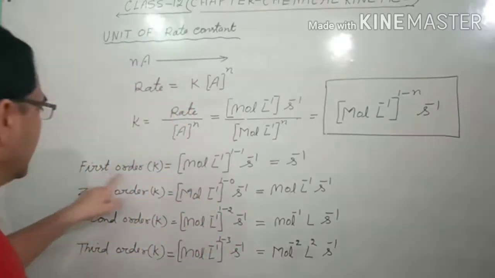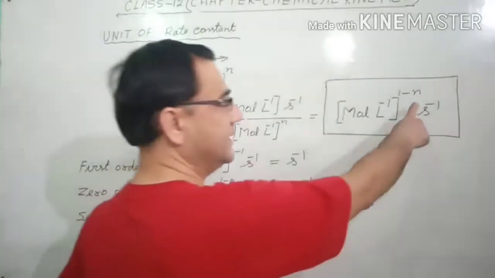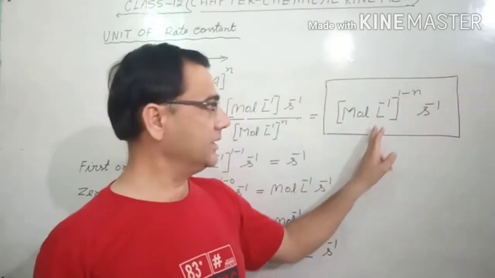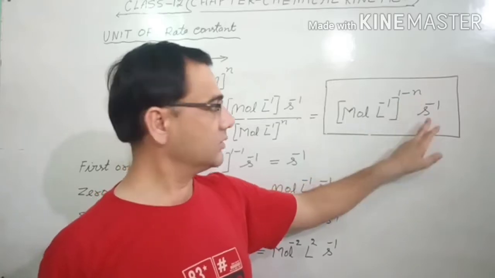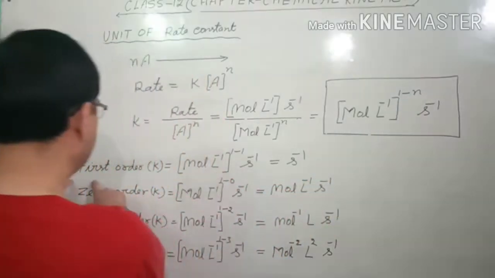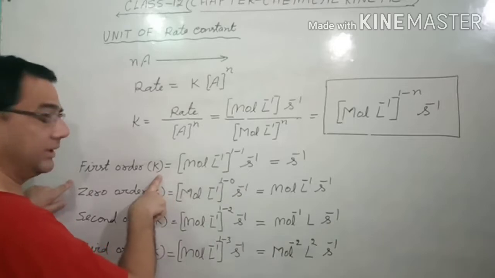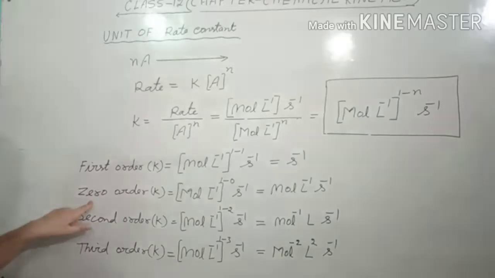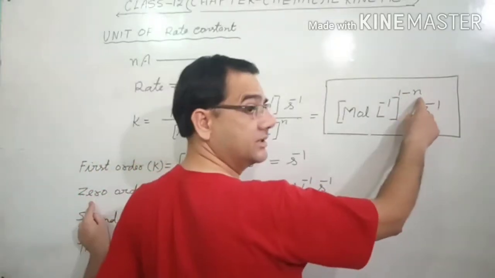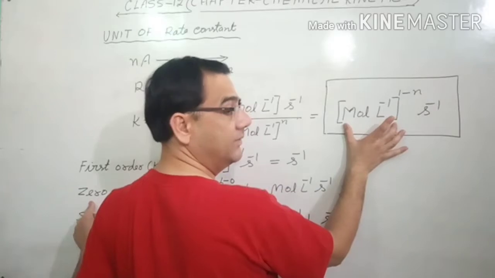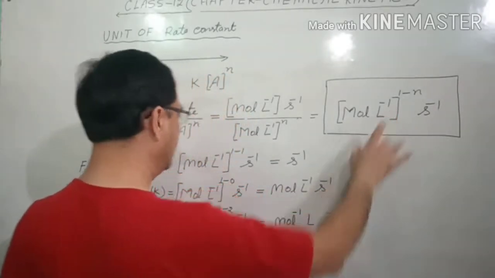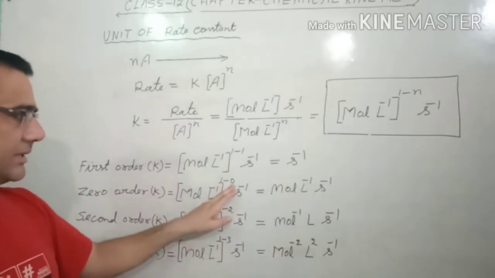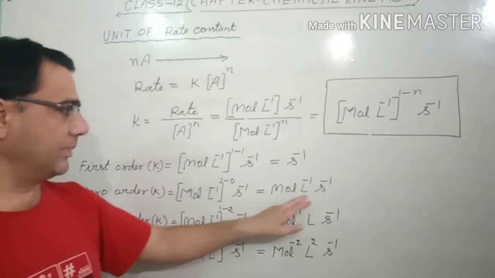First I take the first order reaction. In first order, n is equal to 1, and when we write 1 minus 1, that is 0, anything to the power 0 is equal to 1. So what is left? Only per second. So for the first order reaction, the unit of the rate constant will be per second. Now next we see zero order reaction. In zero order reaction, 1 minus 0 means 1. It means that will remain as it is, and the unit will be mole per liter per second. You see here mole per liter to the power 1 minus 0 per second, it will remain as it is, mole per liter per second.